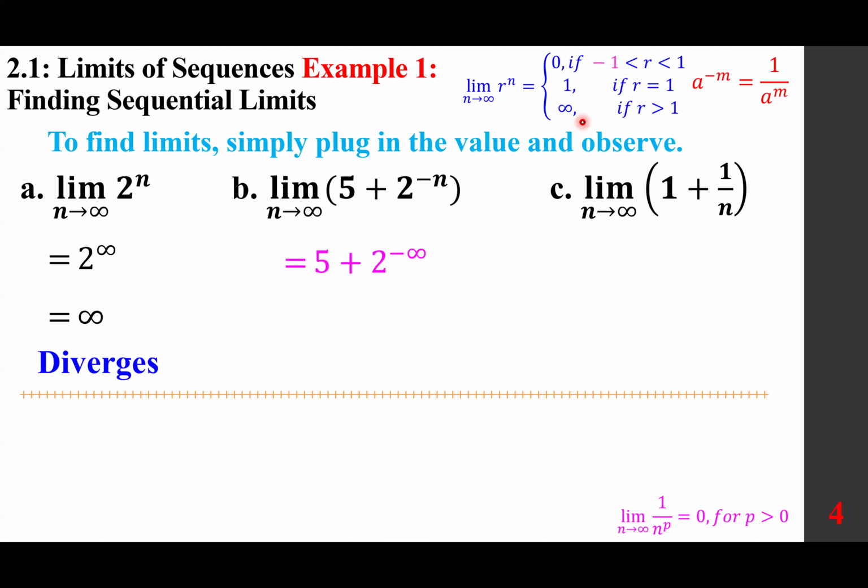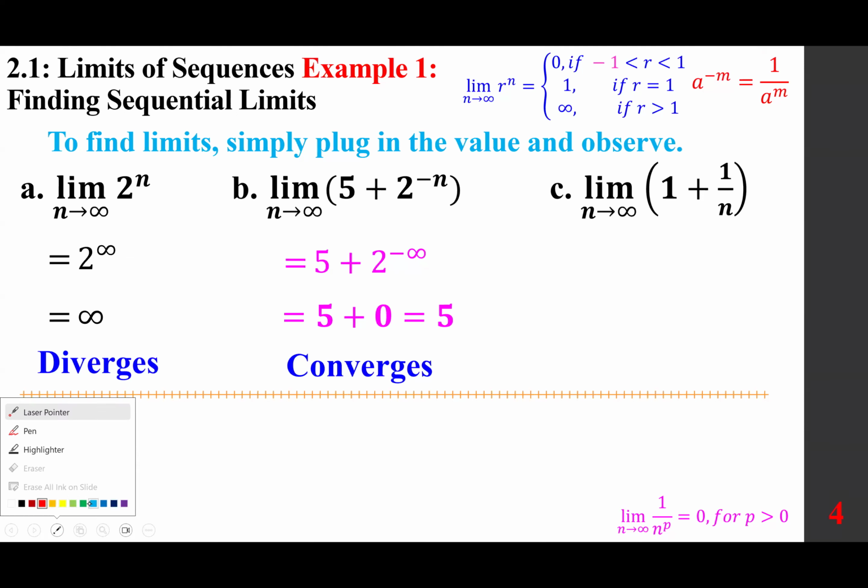Part B, plug in. 2 to the power of negative infinity is 0. The answer is 5, and therefore it converges. Now, why is this 0? Because of the negative exponent rule: a to the power of negative m is 1 over a to the power of m. So this is 1 over 2 to the power of infinity, which is 1 over infinity, which is 0.